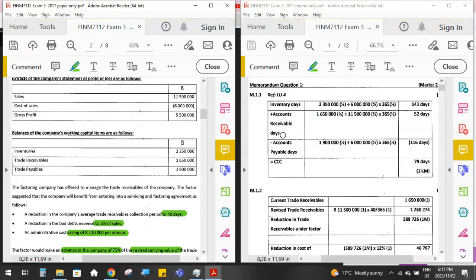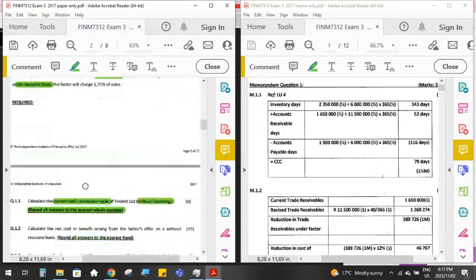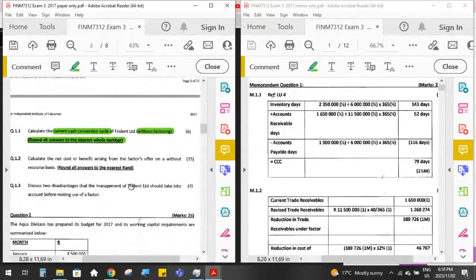So on the left-hand side here, again, we've got inventory plus accounts receivable minus accounts payable equals CCC. And then that equals 79 days. Okay, so that's 1.1. We've got those 6 marks.